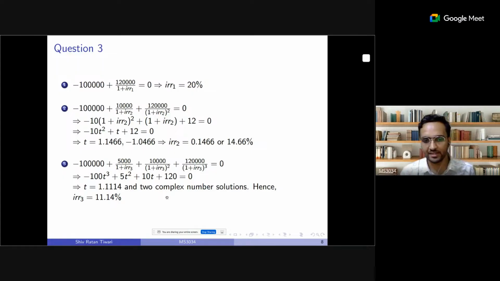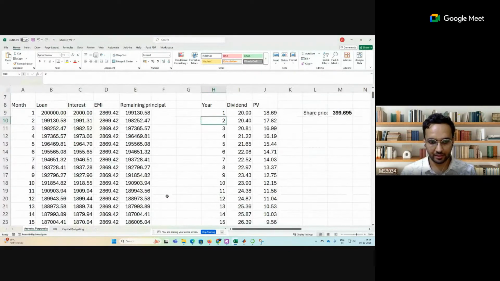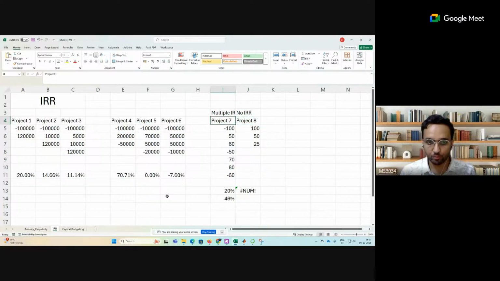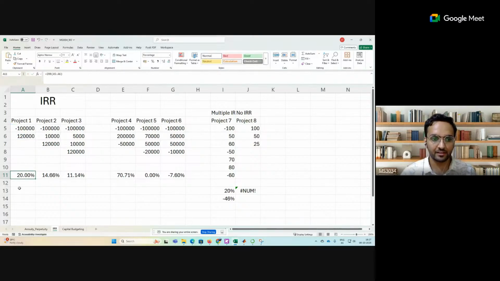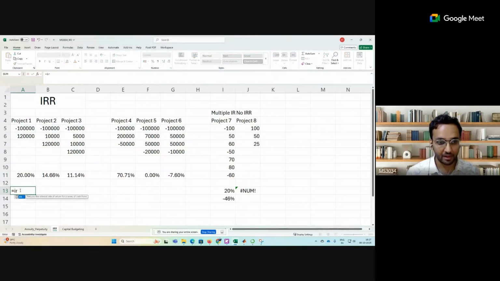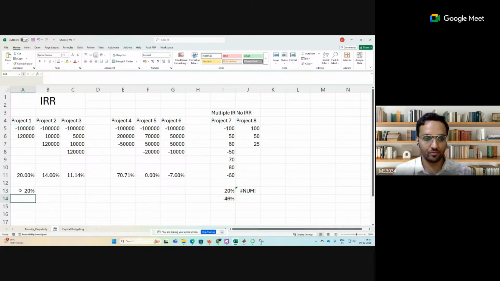In Excel, it is very simple to calculate IRR. You simply need to use the simplest formula. If you see this formula, you simply put equal IRR, that is internal rate of return, and select the stream of cash flows which you are computing. IRR returns the internal rate of return of a series of cash flows. So simply select the stream of cash flows here, and then you will get your IRR.